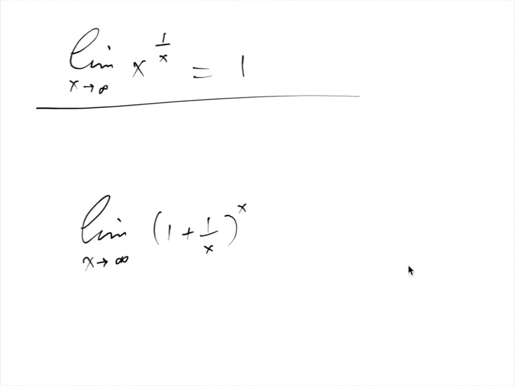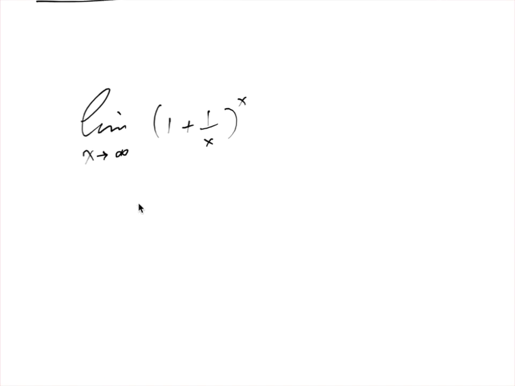Now let's try this last example. Here x goes to infinity, so that makes 1 over x go to 0, so the base goes to 1. And the exponent, which is x, goes to infinity. So this is 1 to infinity type, which is also indeterminate.